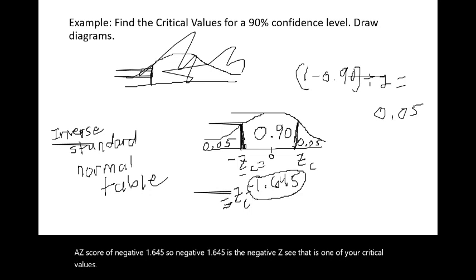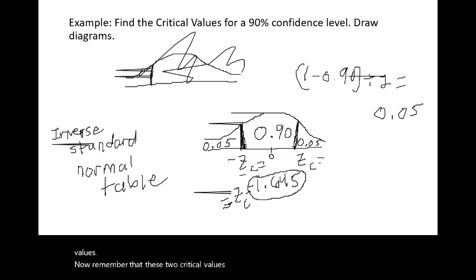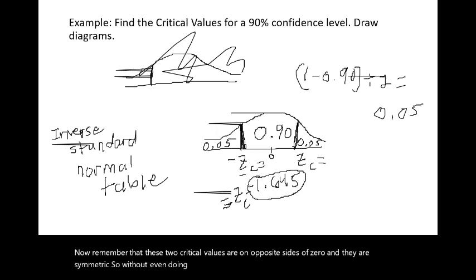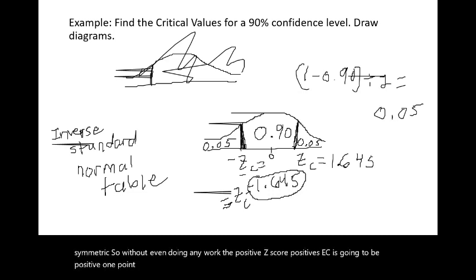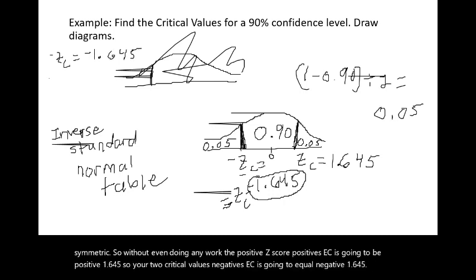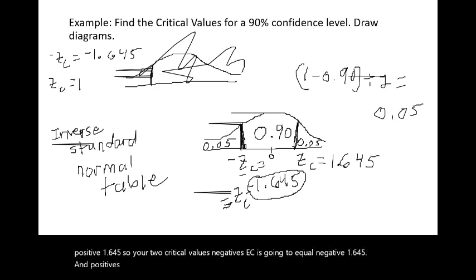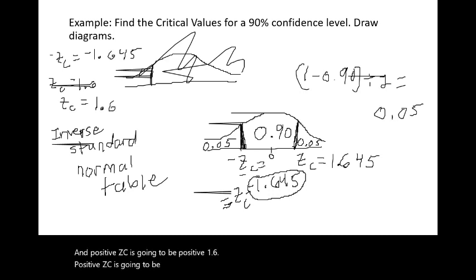Now remember that these two critical values are on opposite sides of 0 and they are symmetric. So without even doing any work, positive zc is going to be positive 1.645. So your two critical values: negative zc is equal to negative 1.645, and positive zc is equal to positive 1.645.